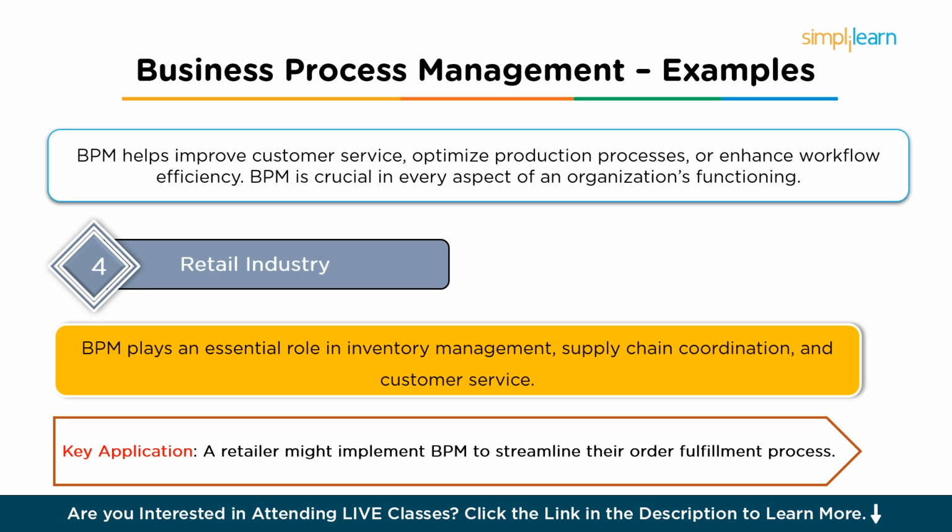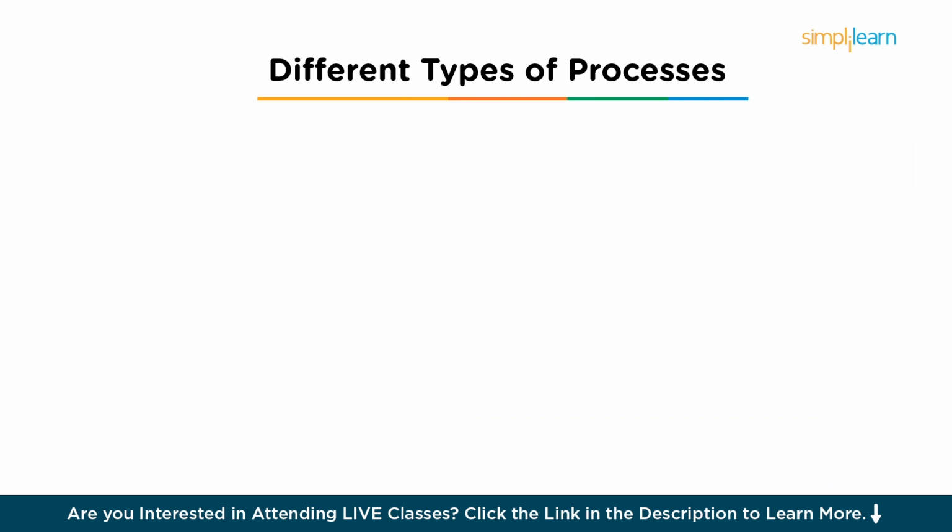Now that we've seen how BPM is applied in different industries, let's move forward and explore the different types of processes that BPM addresses. Different types of processes. Understanding the types of processes that BPM addresses is crucial for effectively managing operations. Not all processes in an organization are the same, and each requires a different approach for optimization. BPM can be applied to a variety of process types, each with its own characteristics and objectives. Let's explore the main types of business processes that BPM deals with.